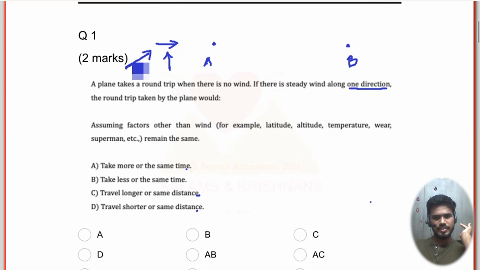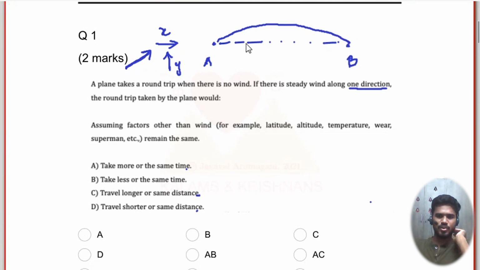So if, let's say, it's along a general direction like this, it has an x component and a y component. The plane will try to move like this. If there is any y component, the plane is going to take a longer route. So of course, it could be going up or down also, not sideways. So either it travels longer, or there is no y component, no perpendicular component, and of course, it will be the same distance. So that answers one part of the question.